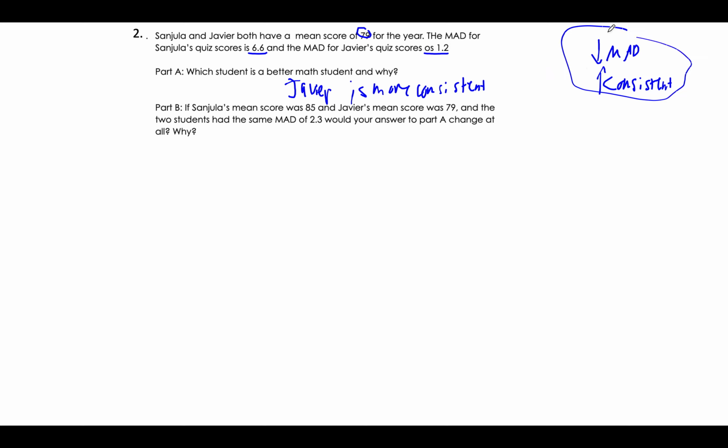For this one, I said Javier is a better math student because their MAD is lower. Remember, a lower MAD means we are more consistent. When the MAD is low, that means that our data is more tightly packed together, so they're going to be more consistent. So I said Javier is more consistent, so he's a better student, but I would accept explanations for either one of them. I'm not going to put too much weight into this one, as long as you understand that a lower MAD means that we are more consistent.